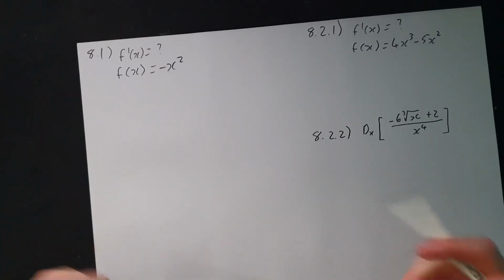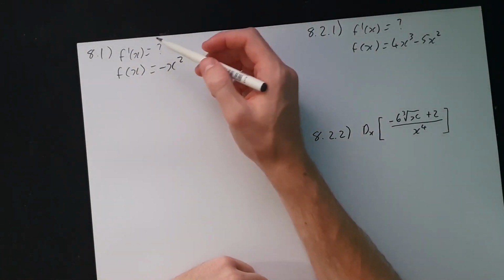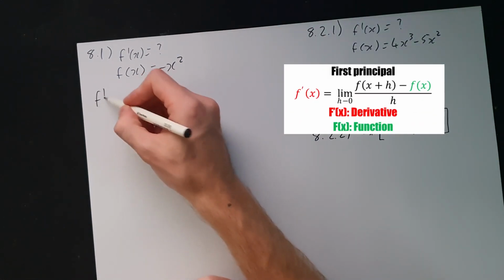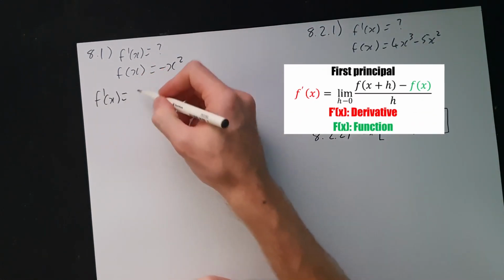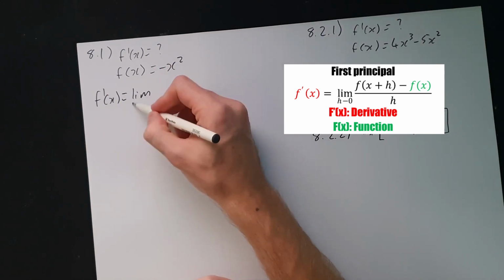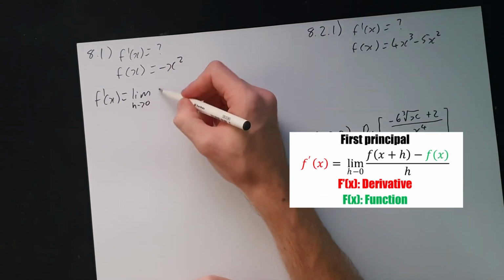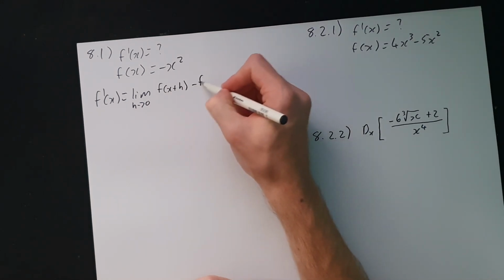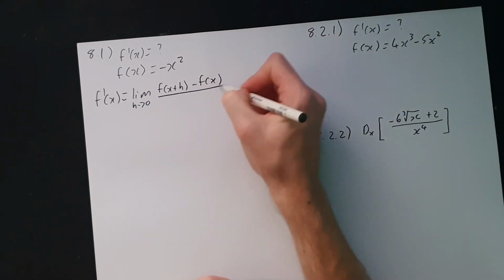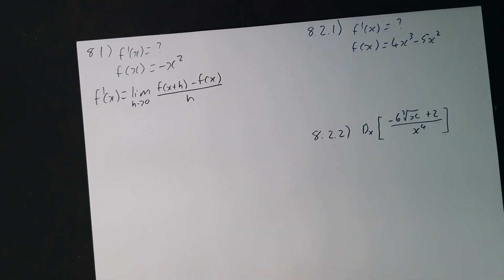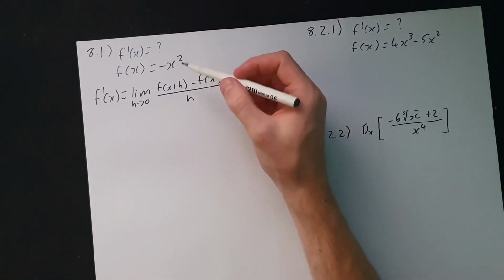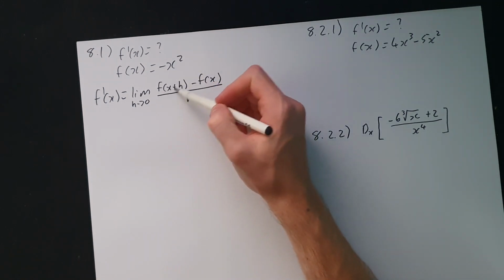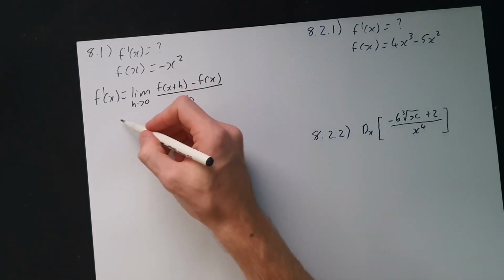Okay, so we want to find the derivative using first principles. When you think of first principles, you should think of f prime of x equals the limit as h tends to 0 of f of x plus h minus f of x, all over h. How does this work? For the first part, wherever you see an x, you plug in x plus h.